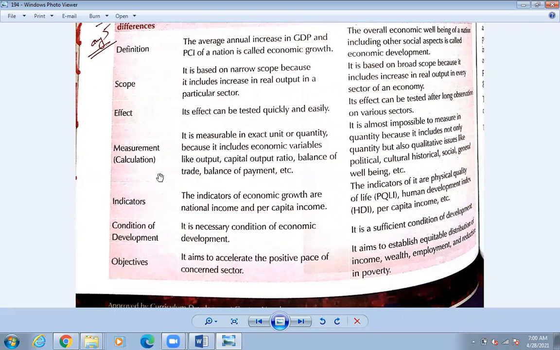Right, so measurement is the calculation, so it is measurable exactly, in exact unit or quantity, because it includes the economic variables like the output, capital output ratio, balance of payment. These are the things that are included there. These are the calculations that are included in the economic growth.